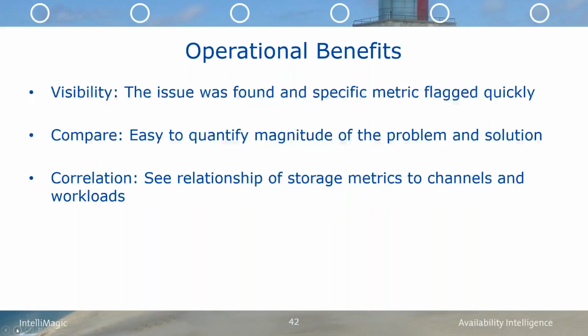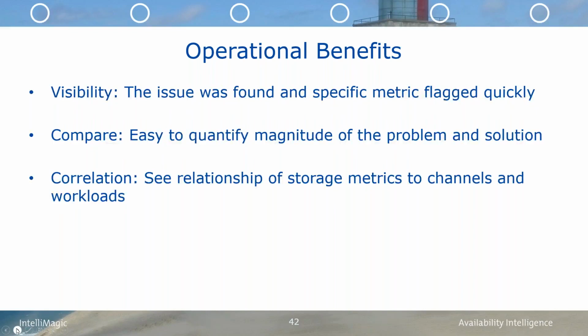And then the correlation. You can see how storage metrics were compared to both system metrics and also the channel metrics. So the channel metrics comparison helped you find evidence of what the problem was, and then the system metrics correlation helped you prove the benefit of the new storage hardware.